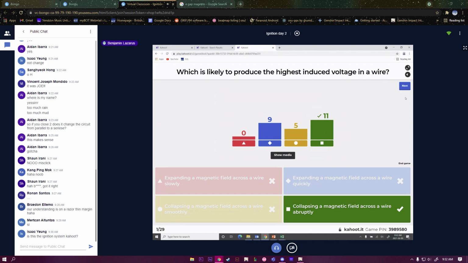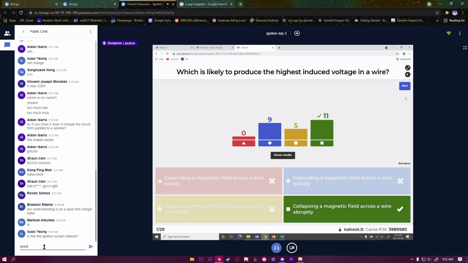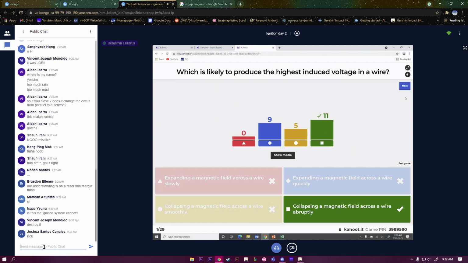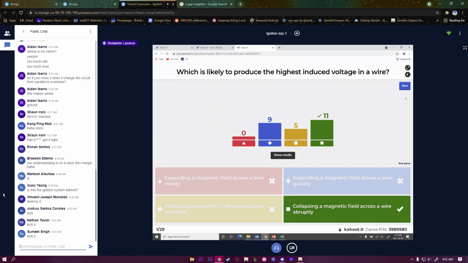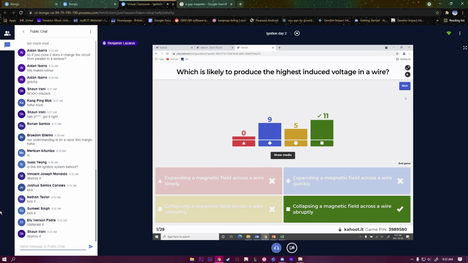Okay, which is easier to do? Build a sandcastle or kick it down? Which can you do quicker? Kick it down. Okay. So how do we induce the high voltage for our spark?